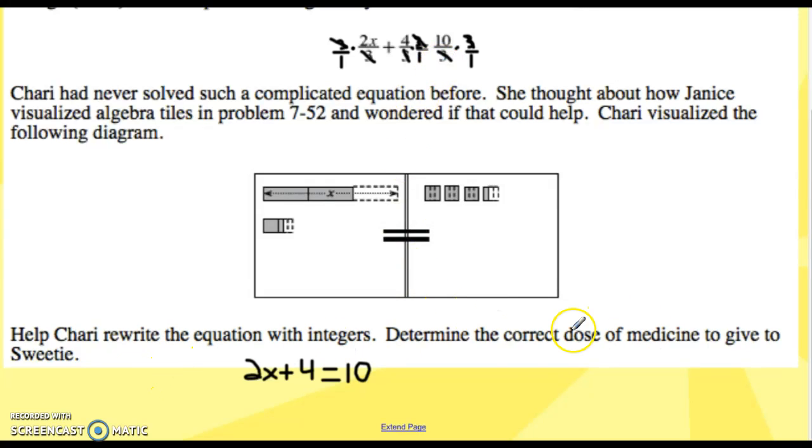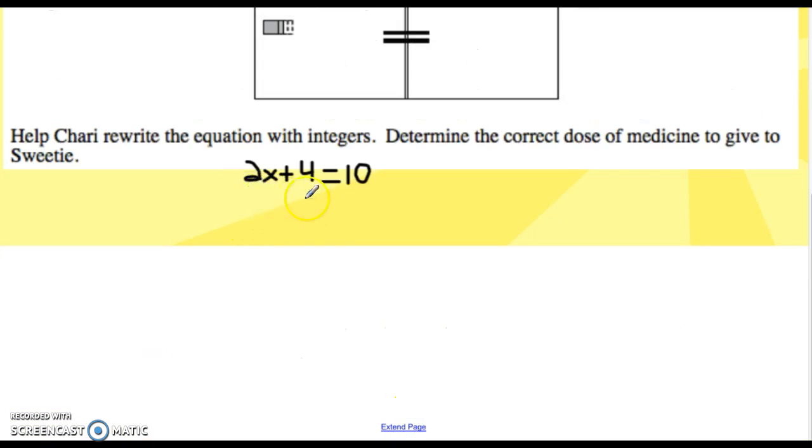So now I'm going to determine the correct dosage of medicine to give to Sweetie. So I'm going to get x by itself. In order to do that, first I have to get rid of whatever I'm adding or subtracting. So instead of adding 4, I'll subtract 4, and that will create a 0 pair. Positive 4 and negative 4 is a 0 pair. So I'm going to be left with 2x. And then 10 minus 4 equals 6. Make sure you're doing this in your notebook with me.